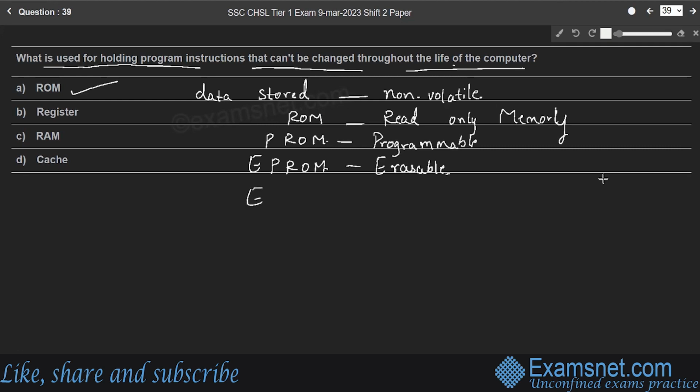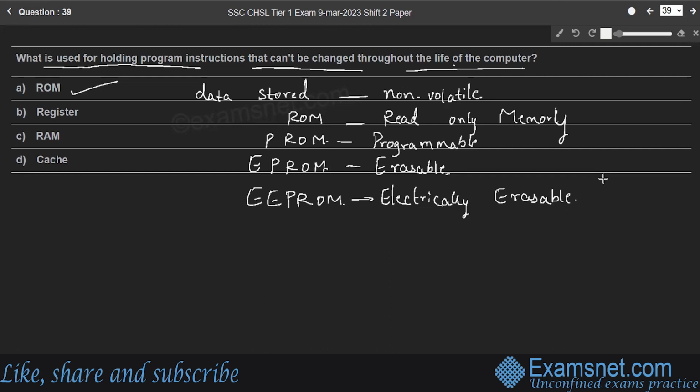Whereas EEPROM means electrically erasable programmable read-only memory. Right?